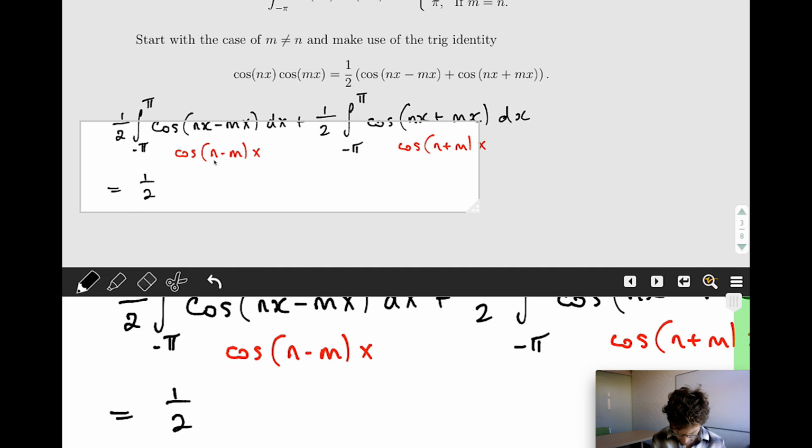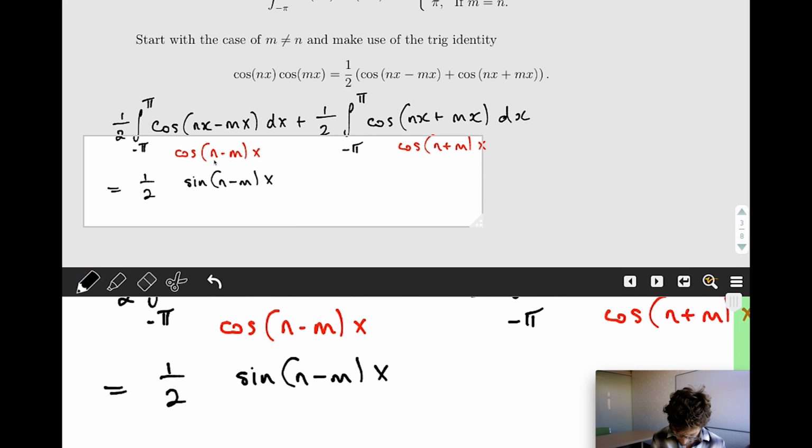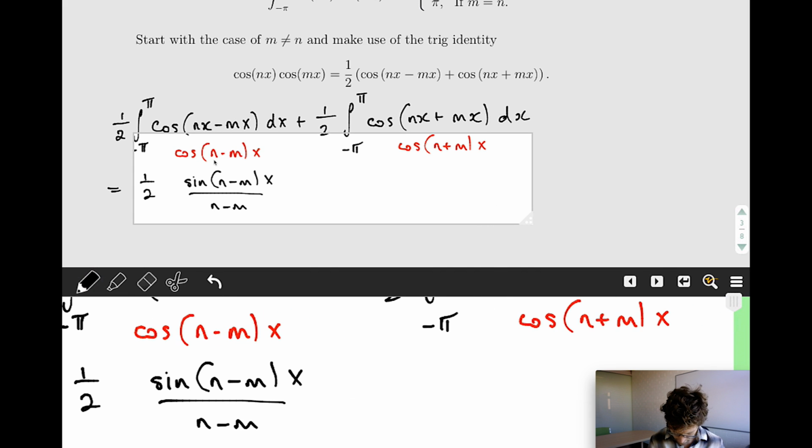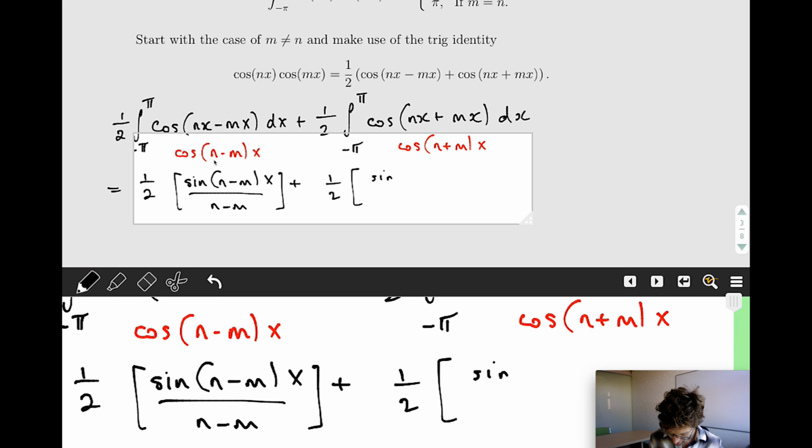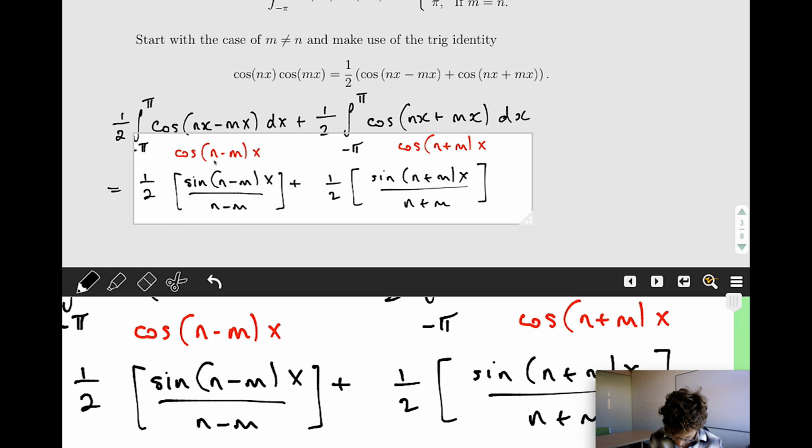Integral of cosine is going to give me sine x over n minus m plus a half sine n plus m times x all over n plus m. And we're taking those two integrals from minus pi to pi.